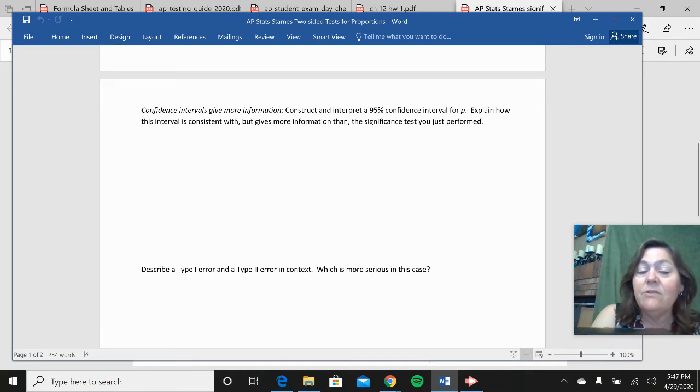On your quiz today, you're going to need to do that as well. Then it says which is the more serious mistake or error in this case. So work on a CI real quick and then type 1 and type 2 errors and come back and check with me.